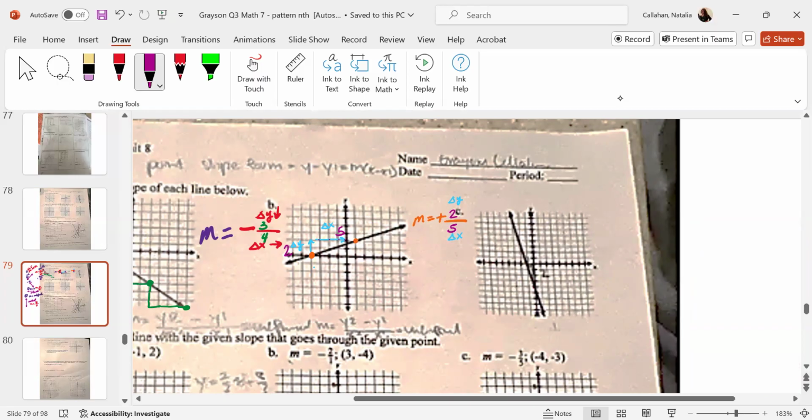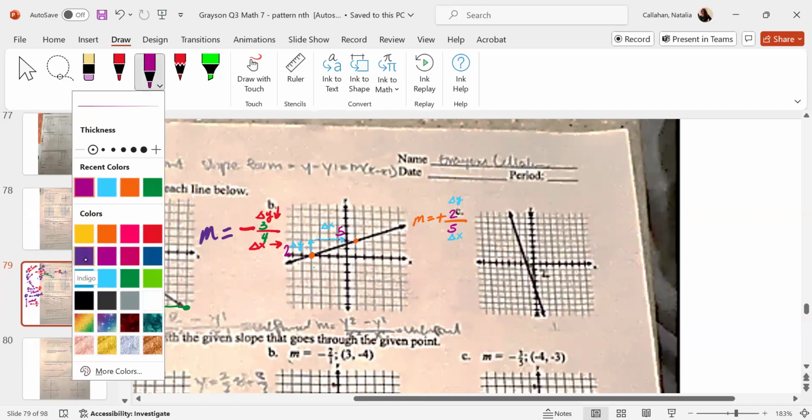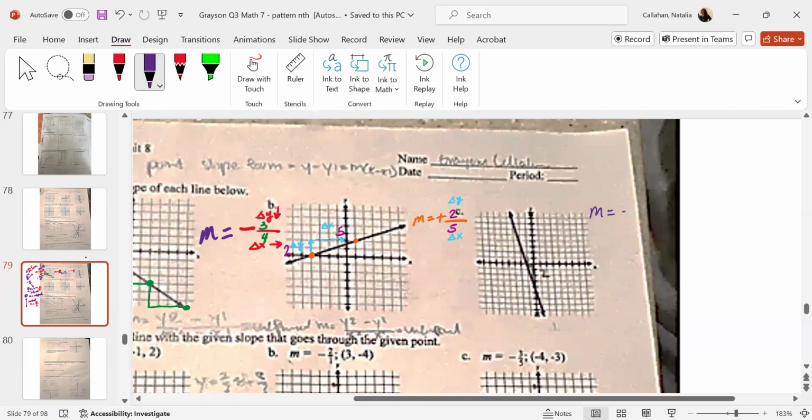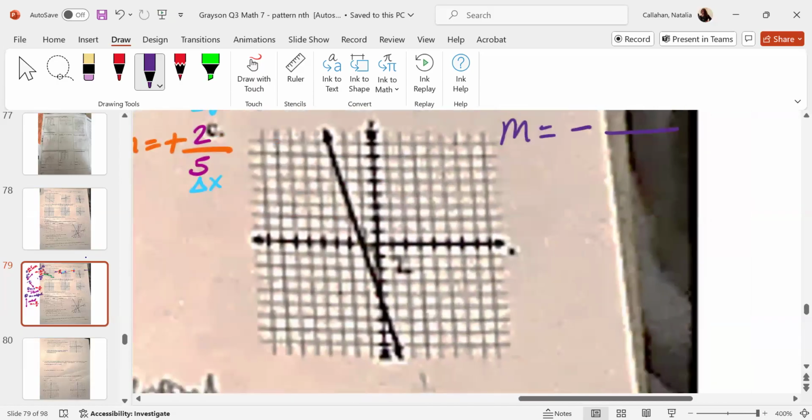Let's take a look at C. Positive or negative slope? Good. So my slope here is negative, and I like to look for corners. I see that it hits this corner right here on the y-axis, and it looks like it hits that pretty well on the x-axis. Do you see that?